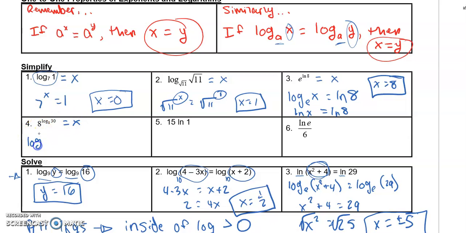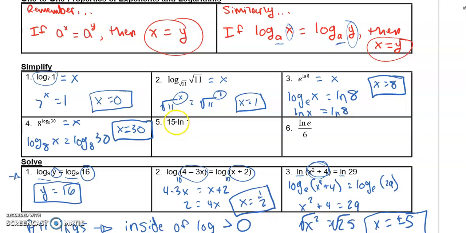Let's see, convert to log form, same thing. This is an exponential. I convert to log, so log, drop the 8, swap the x and the exponent. Both log of 8. So x will equal 30.